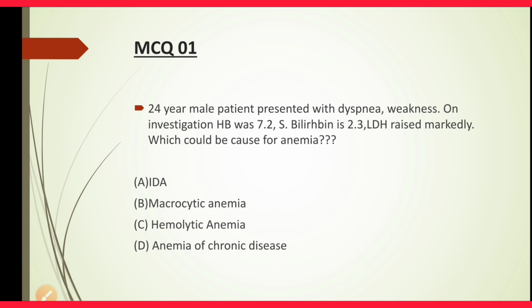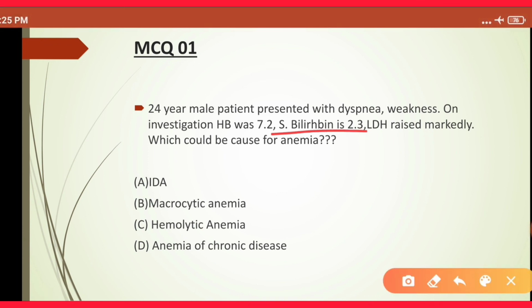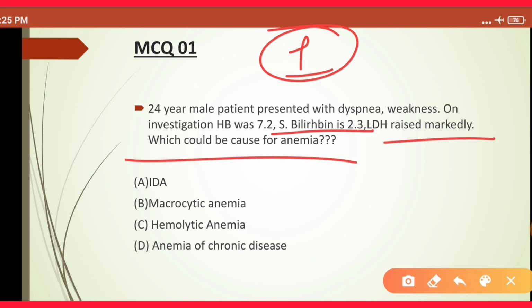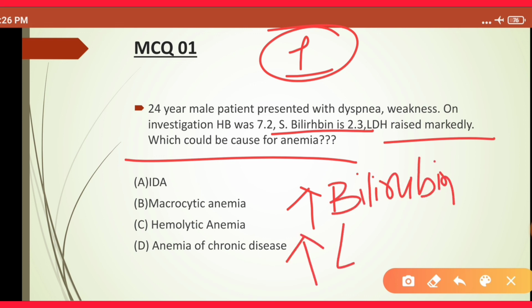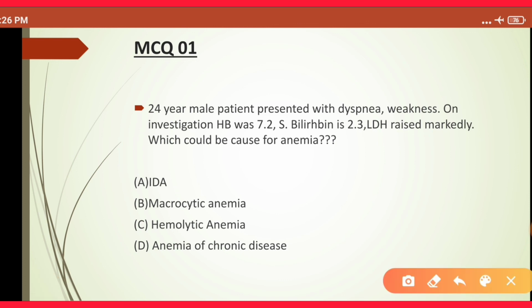Okay, now I will explain some MCQs for your competitive exams. It will be helpful for you in the NEET exam as well as the USMLE type of exam. So see guys, such types of MCQs are being asked. First MCQ: a 24-year-old male patient presented with dyspnea and weakness. On investigation, hemoglobin level is low, 7.2. Bilirubin is 2.3, which is obviously increased. Normal bilirubin is up to 1. LDH is increased markedly. So guys, the important clues here are increased bilirubin and increased LDH. Whenever these two conditions are present, obviously it is a case of hemolytic anemia. So your answer will be hemolytic anemia.